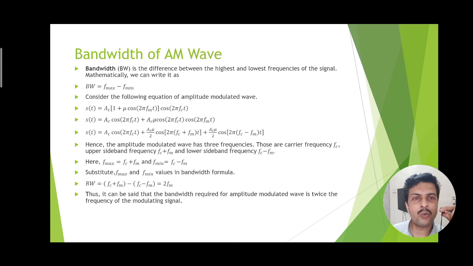So this upper sideband and lower sideband are the two edges of the amplitude modulated signal. If we take the difference of these two edge frequencies, Fc plus Fm and Fc minus Fm, then we can get the overall bandwidth for the amplitude modulated signal. So this is nothing but twice the frequency of the modulating signal. We should remember, once we increase the frequency of the message signal, the corresponding bandwidth of the amplitude modulated signal also increases.